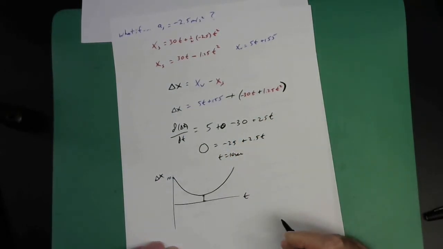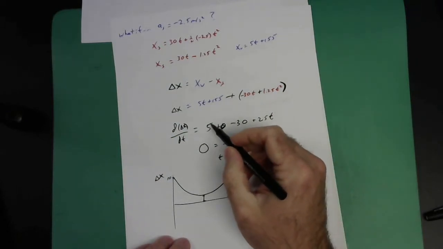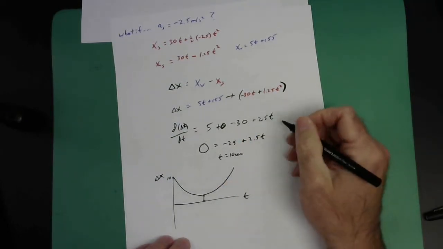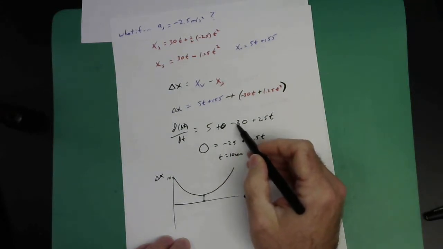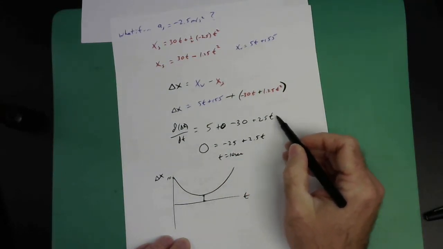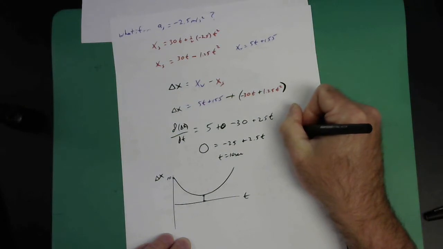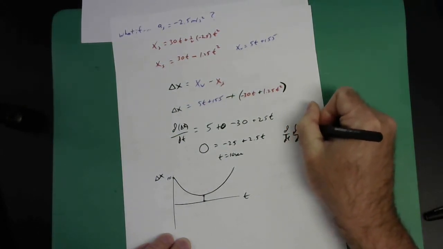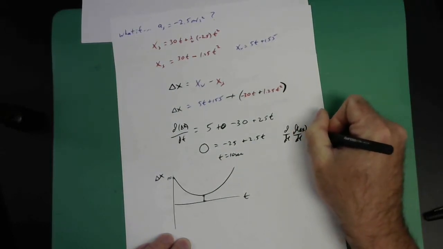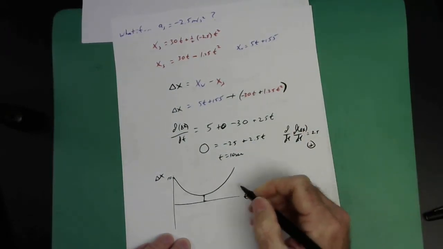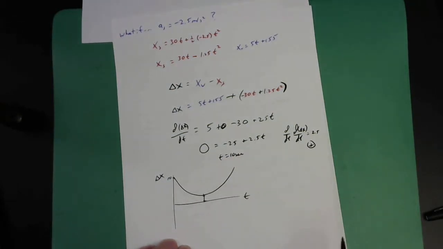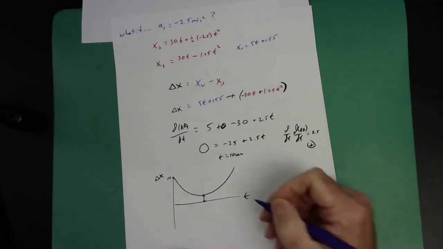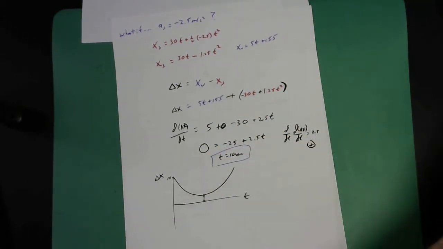Do I need to verify that it's a minimum and not a maximum? How would I do that? Well, wouldn't I just take the next derivative and see if it's positive or negative? What's the next derivative of this? 5, constant, 30, constant, 0, constant. What's the derivative of 2.5t? It's just 2.5. So the second derivative of that delta x function is just 2.5. That's positive. Positive means it's shaped like a smiley face. It's a minimum. Woohoo! So that's solving that problem using calculus.